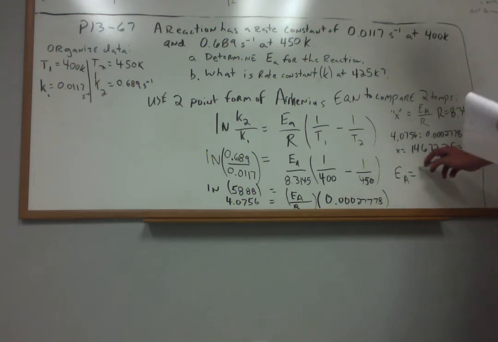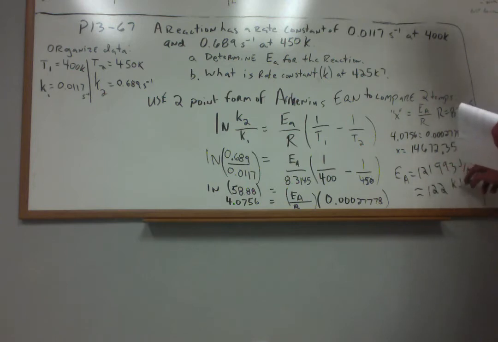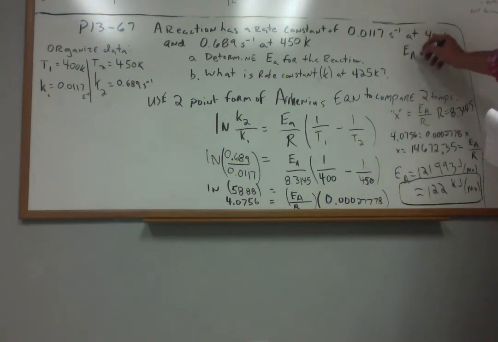And if I do that, I get 121,993 joule per mole, which is approximately equal to 122 kilojoules per mole. And that's my answer for the activation energy. So EA for this reaction, 122 kilojoules per mole. All right. So that's the two-point form of the Arrhenius equation, one implementation or use of it.